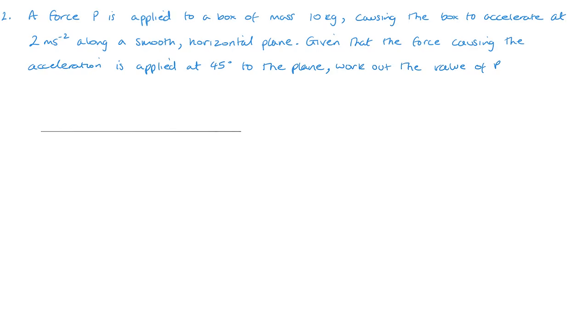So remember, I do like to draw out what's happening. So we've got a box, so it's got a downward force of this box of 10g, and an upward normal reaction. The force is applied at 45 degrees to the plane, so 45 degrees, and that is called P. So it's going to accelerate in this direction, and the acceleration is 2.